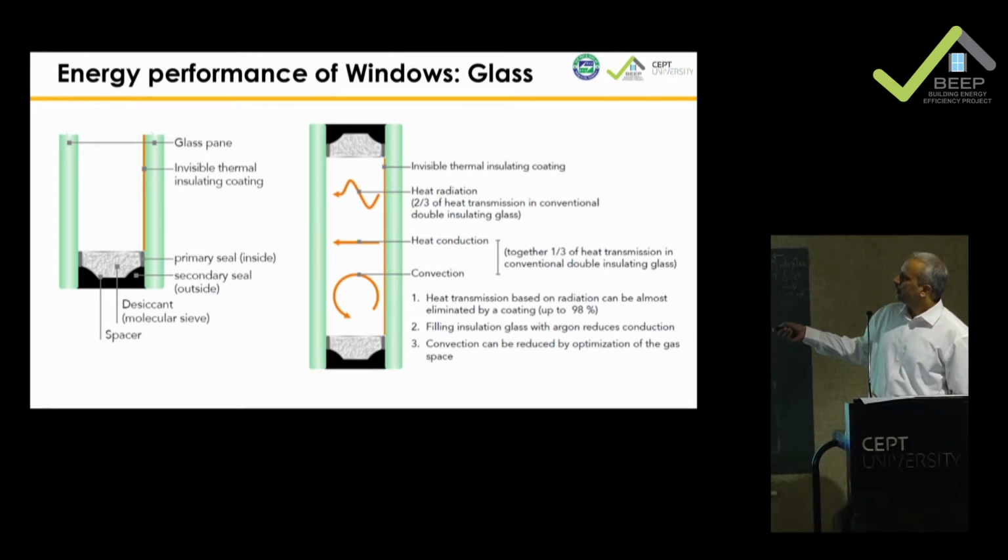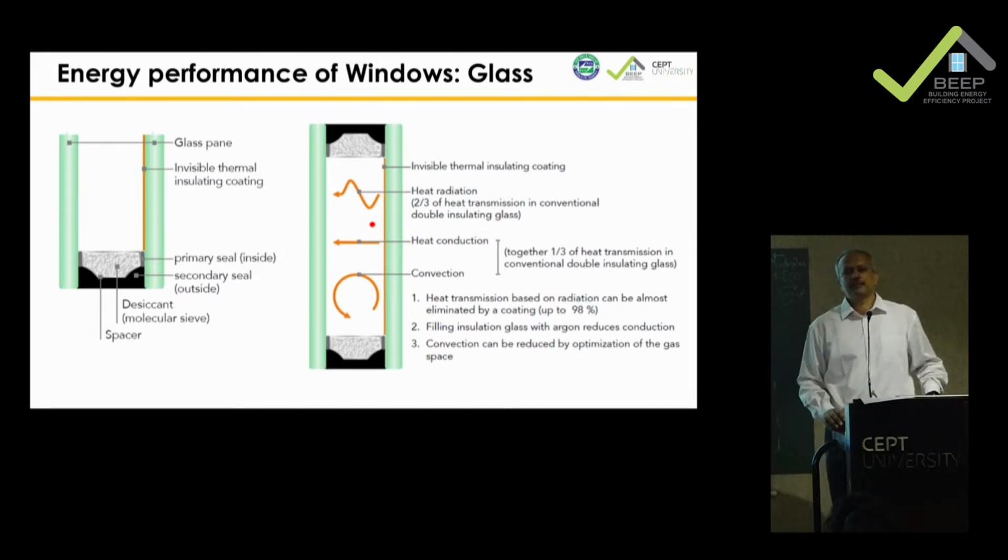You have a double glazed unit with a certain kind of insulating gaskets, and 2/3 of the heat transmission in a conventional double glazed unit will take place through conduction, because this is a gap, and then some kind of convection will start happening here. And based on radiation, where should you put your coating? Now, this is where the glass property will start coming in.